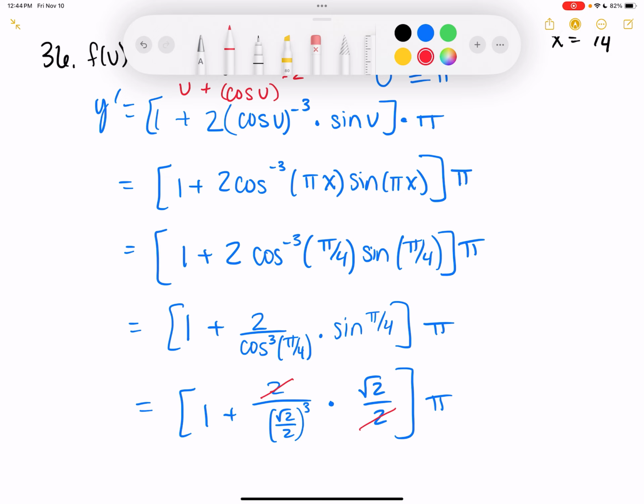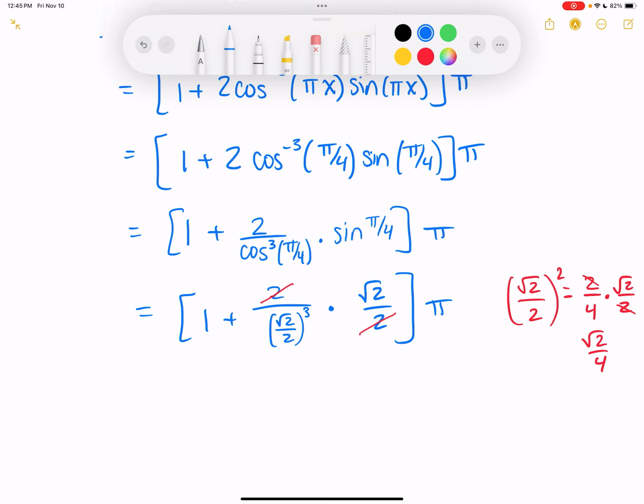Now this part I'm going to work with on the side over here just so it saves me from having to do this a whole bunch. So root 2 over 2 squared would be 2 over 4, right? Times root 2 over 2. So this ends up giving me root 2 over 4. So then when I put this back in, basically I have 1 plus, keep, change, flip. So basically I'm flipping that one. So 4 over root 2 times root 2. That was all that was left there.